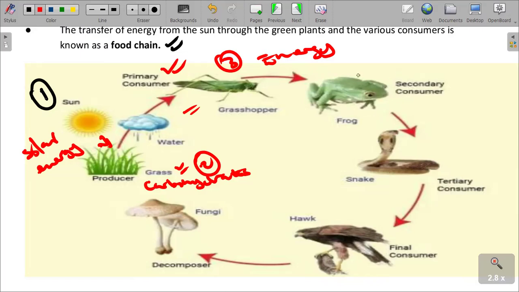Secondary consumers feed on primary consumers. So hence we have got the energy again being transferred. The frog is transferring its energy, and the energy is transferred to the snake, which is our tertiary consumer. Our tertiary consumer, which is the snake.